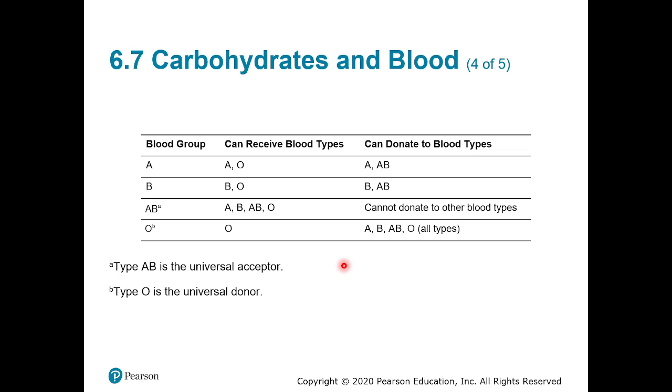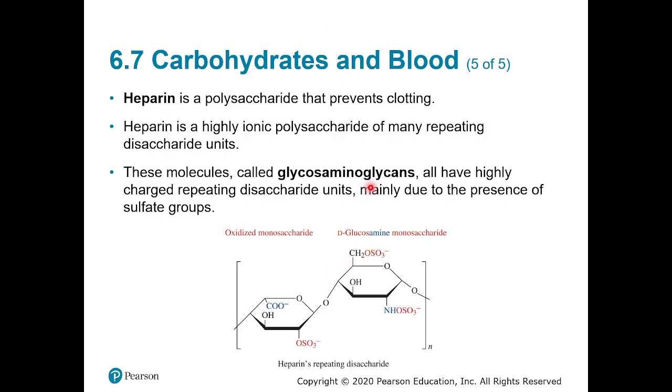so this right here is a little summary chart of what I just said. This right here is going to be your carbohydrates in your blood. So we have heparin here. This is going to be a polysaccharide. This actually prevents clotting. Heparin is going to be a highly ionic polysaccharide. It's going to have many disaccharide units that link together. This is the disaccharide unit that composes heparin. See these negative charges here? That's why it's referred to as highly ionic.